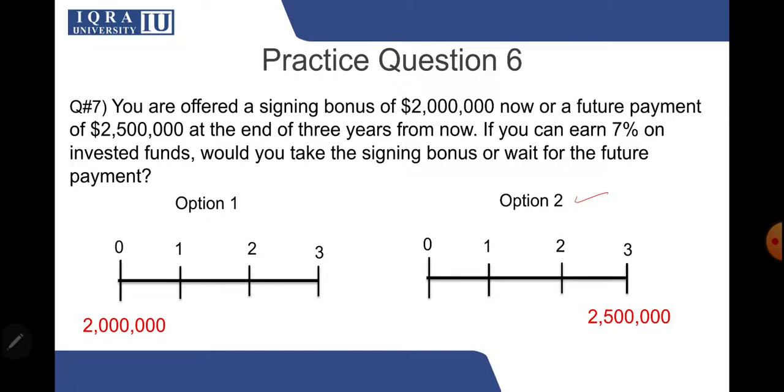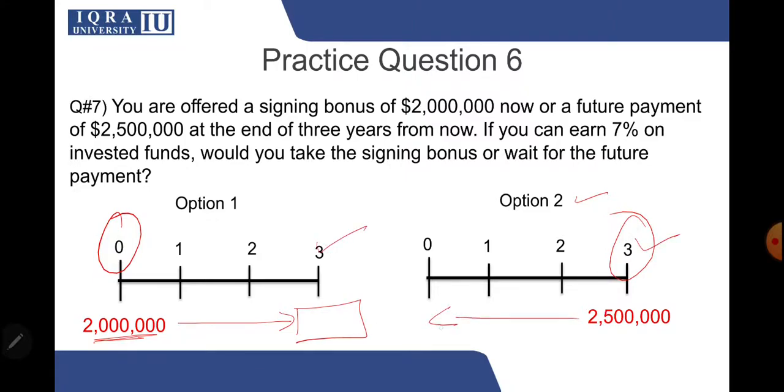Basically, whenever you have a decision question, your values should be on the same timeline for you to make a decision. Over here, one is at time 0 and the other is at time 3. So you cannot compare both of them because they are at different points in time. If you had the future value of this 2 million at time 3, then you could compare 3 and 3. Similarly, if you had the present value of this, then you could compare the values at time 0 for both cases, but you cannot compare it like this. So first let's find out the present value.